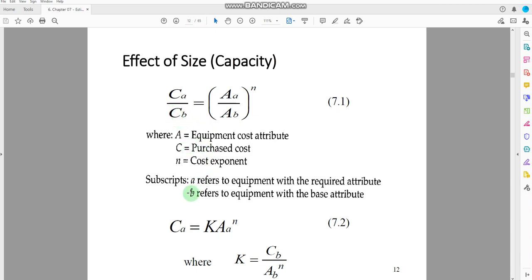Now here, if you rearrange this equation, you will bring CB to the right-hand side, so it will be in this form. You will multiply by CB on the right-hand side, and then CB divided by AB to the power n. So you will separate the cost of this equipment and compare it with the capacity here. So we can have a new factor K, that is equal to CB by AB^n, and the new equation that you get here is CA equal to K times AA^n.